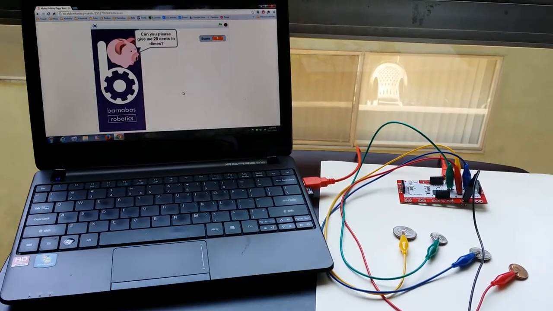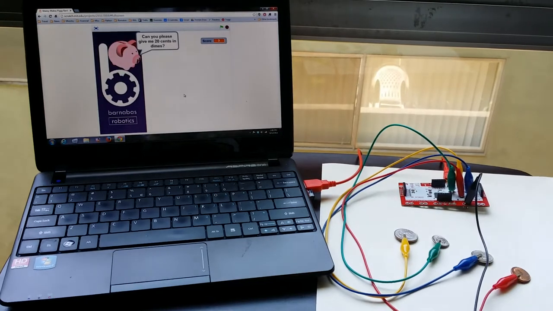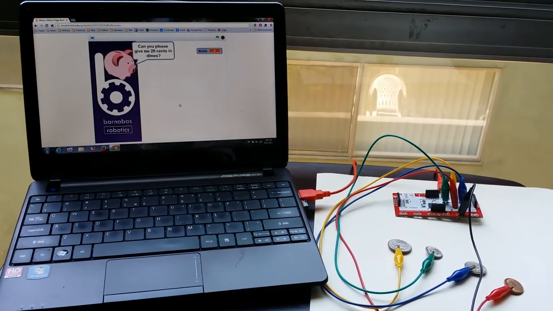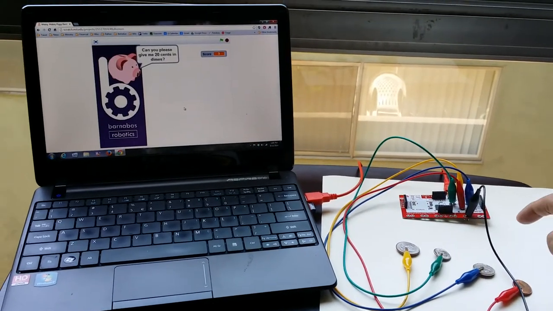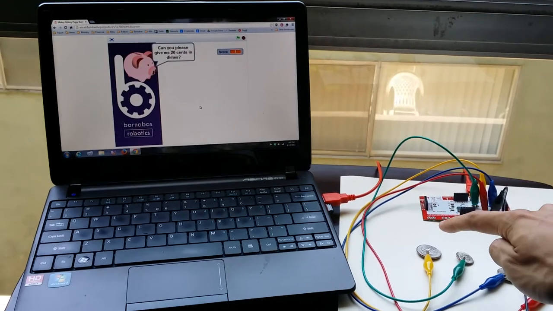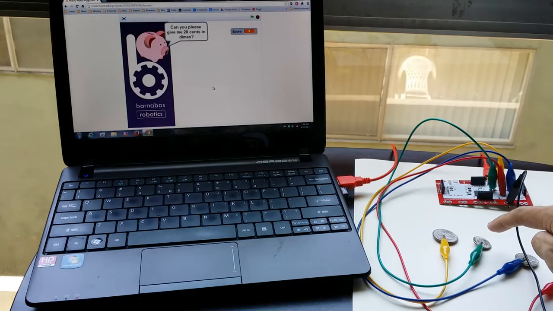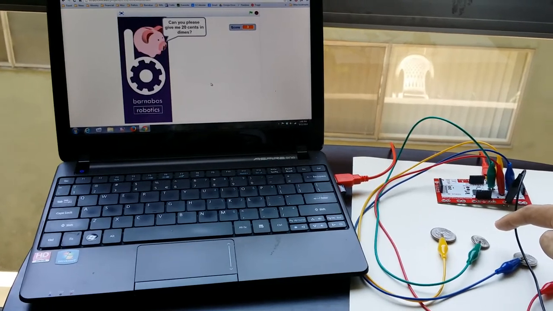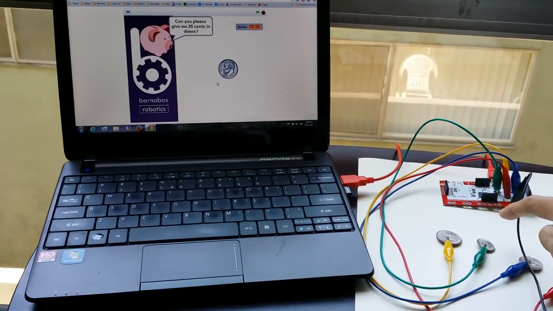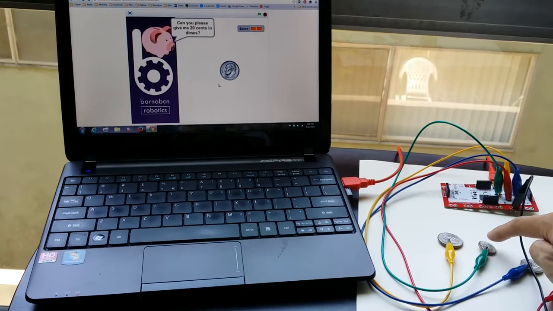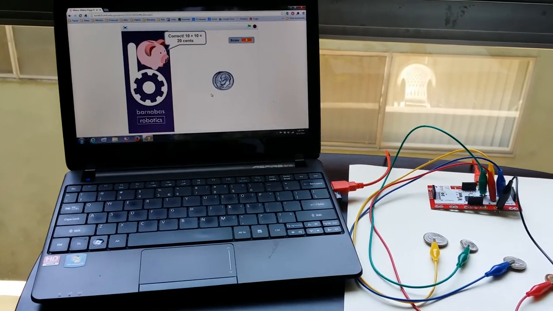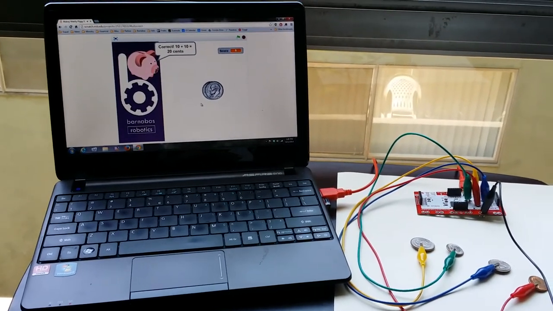Okay, so it says it's currently running. It says, "Can you please give me 20 cents in dimes?" All right, let's give that a shot. Let's look. That's not it. This is the dime here, and if you have two dimes, then it makes 20 cents. So touch it once. That's one dime. That's not enough. Another one, and I got it right. So it looks like I did the right thing.